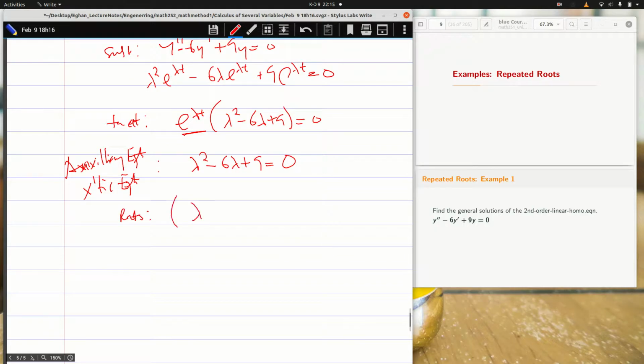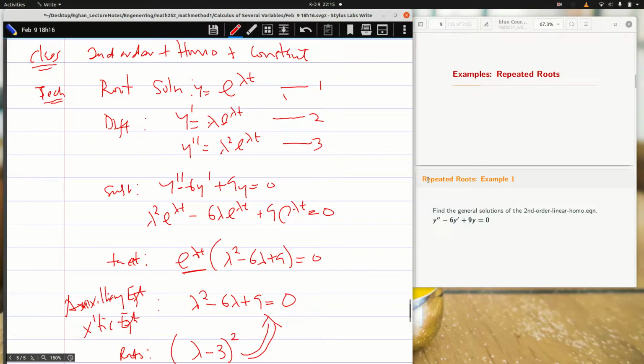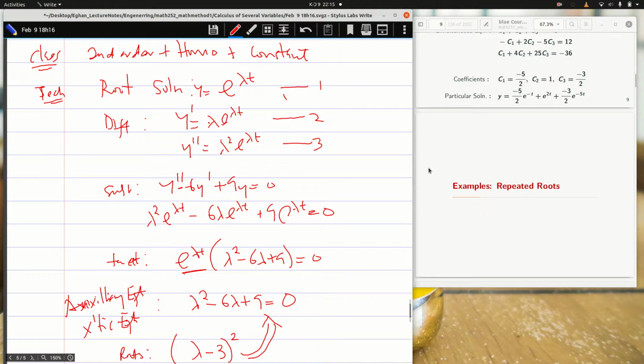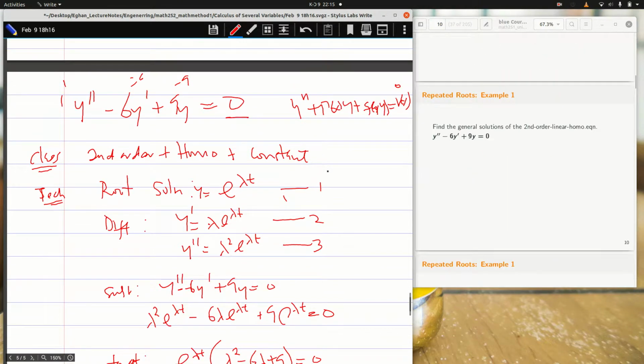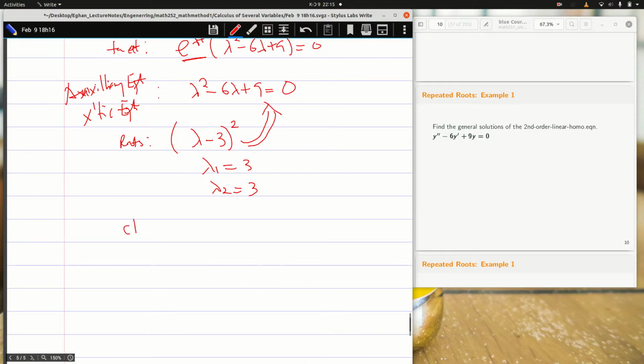You realize that this is lambda minus 3 all squared. This is the only way to get lambda squared minus 6 lambda plus 9. And so lambda 1 is equal to 3, lambda 2 is also equal to 3. It is 1, 2 because the highest order of the differential equation here is 2. It means I expect 2 solutions. But they are all the same. So for the class of roots, it is repeated.